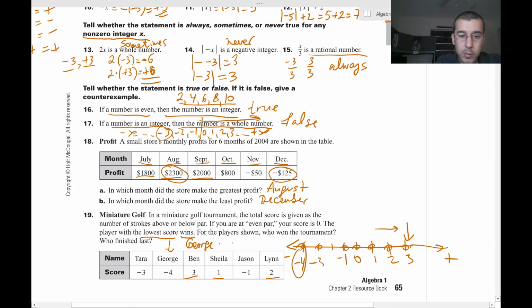George wins. Who finished last? This guy here had 3. That's Ben. So Ben finished last.